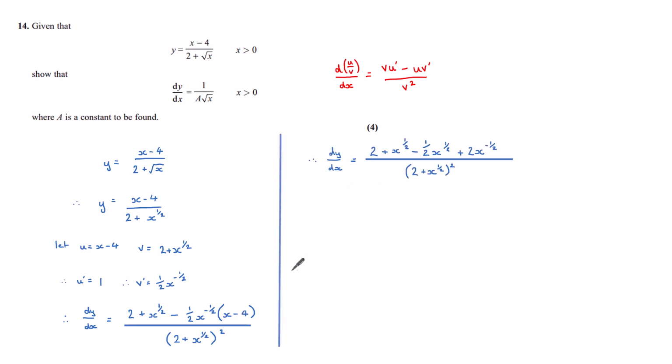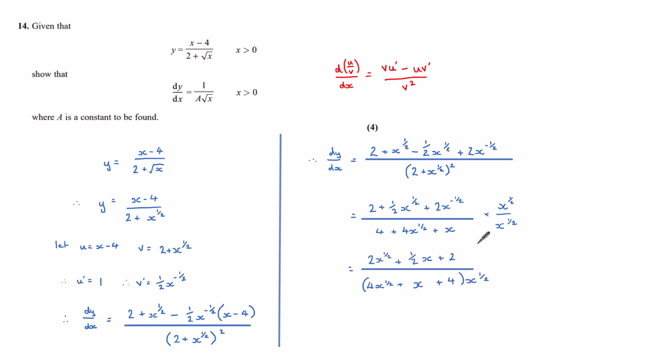Expanding the bracket on the numerator first of all, that gives me 2 plus x to the half minus half x to the half plus 2x to the minus a half, all over my 2 plus x to the half all squared. At this point, it might be nice to expand the denominator here. And the reason I'm expanding the denominator is because hopefully we can start to see that there are some similar terms occurring here. It's not quite the same, but similar. We're going to multiply the numerator and denominator here by x to the power of a half, thus eliminating the x to the minus a half on the numerator.